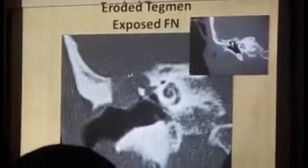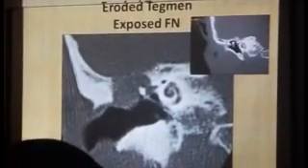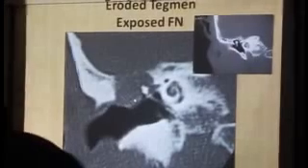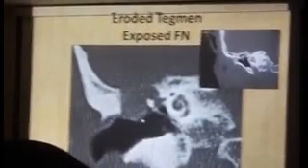Again, gross involvement, the tegmen is eroded. Not only is the tegmen eroded, this is the head of the malleus, right? Again, the cobra head appearance, correct? The cobra head appearance, the head of the malleus, in fact, you can see the angle of the malleus, and the pathology has come out and has eroded the lateral attic wall to a gross extent.